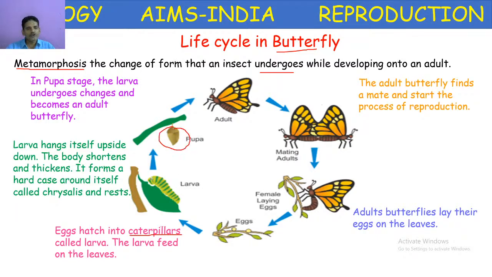This is called metamorphosis, where the larva is undergoing change. The process of changing of larva into adult is called metamorphosis. Several hormones are involved; the ecdysone hormone is involved in this metamorphosis process in some insects like cockroach. Here, in the pupa stage, the larva undergoes changes and becomes an adult butterfly. After that, it breaks the pupa and comes out and leads an independent life. This is called sexual reproduction in insects.